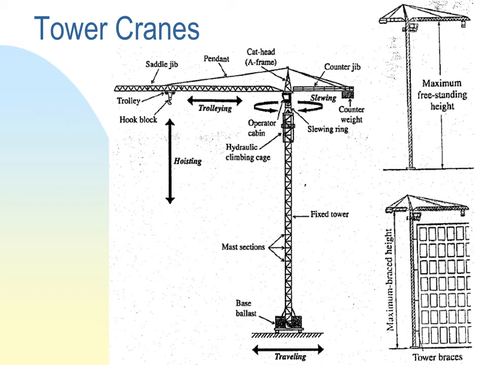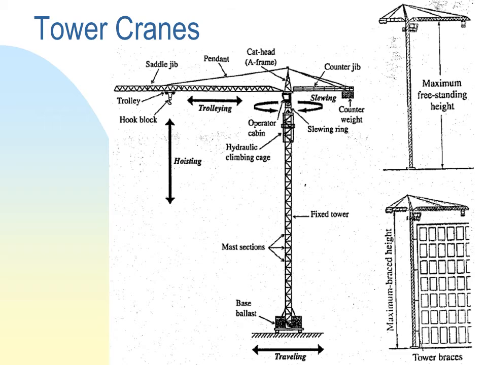The motion of the tower crane is actually three-dimensional. It could hoist objects up and down. Using the aid of a trolley that has a motor in it, it could have a trolleying motion along its radius, along its saddle jib. It could rotate 360 degrees around its axis. So it could move objects three-dimensionally this way.